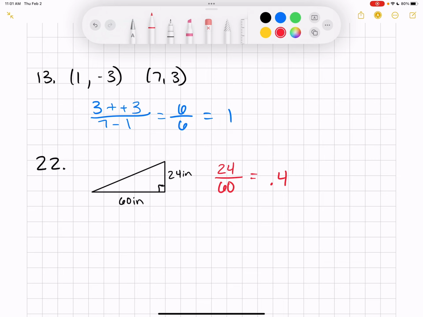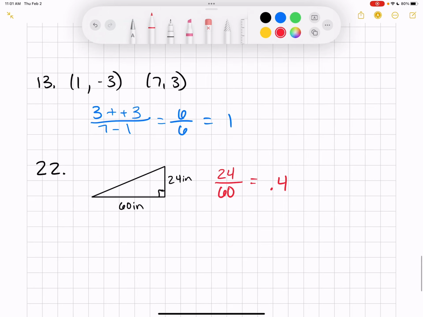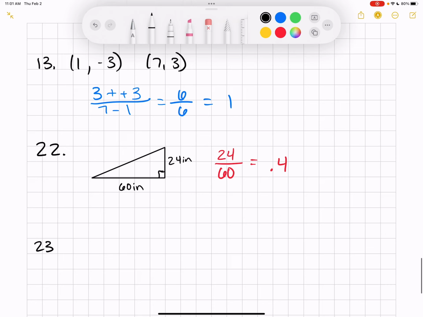Let's see. I'll do 23. So we have a, oh, not that. This one's going to be a boat ramp. It's a height of 4 feet, width this way of 28 feet, and then there's a boat on it.